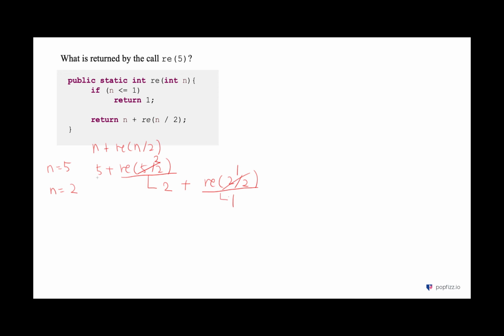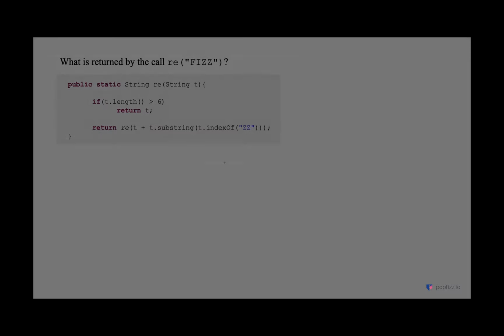Notice that we haven't taken care of 5 plus nor 2 plus at this point. So we're going to collect it now that we have finished executing our recursive calls. And let's collect them from the bottom. So 1 plus 2 plus 5 will be our answer, which is equal to 8. Next question.